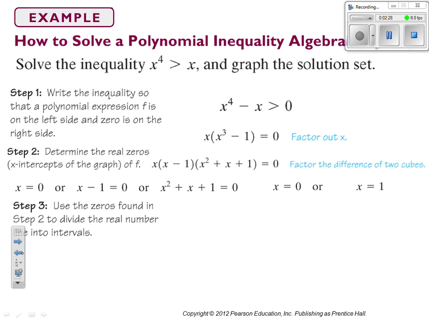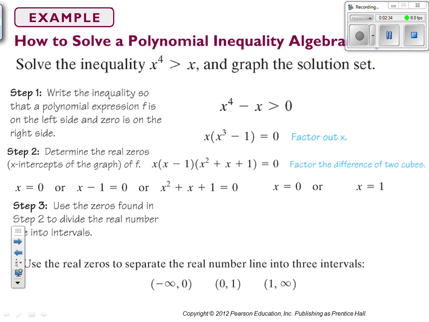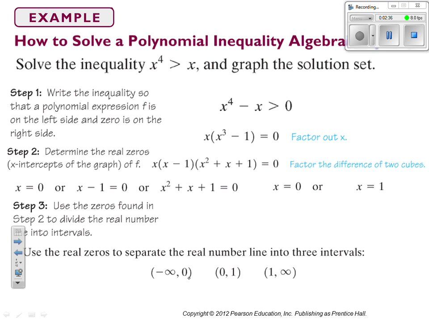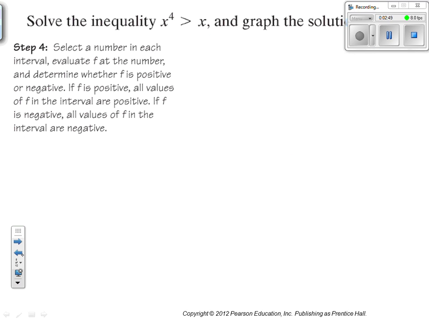We want to use these zeros and divide our number line into intervals based on these zeros. So these are the intervals that we would have from negative infinity to 0, from 0 to 1, and from 1 to infinity. It's a whole lot easier to work with these intervals on a number line, so that's the way we're going to do those.